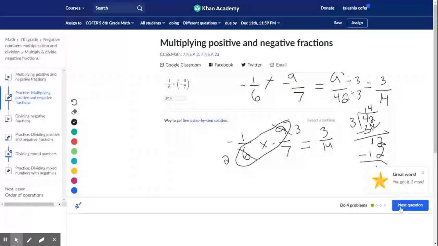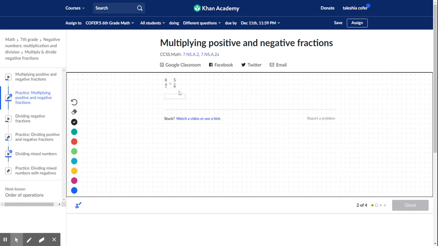On the next question, 6/7 times 5/8. Those are the same sign, so I know my answer is going to be positive. I'm going to do some of that reducing ahead so that I don't have to end up with such big numbers later on. Okay, I'm going to cross reduce. With my 5 and my 7, I can't divide those by anything. But with my 6 and my 8, I can divide both of those by 2. 6 divided by 2 would give me a 3, and 8 divided by 2 would give me a 4.